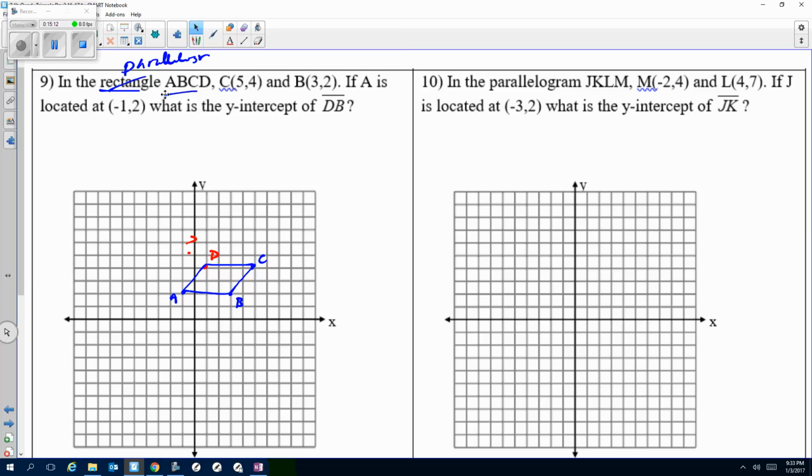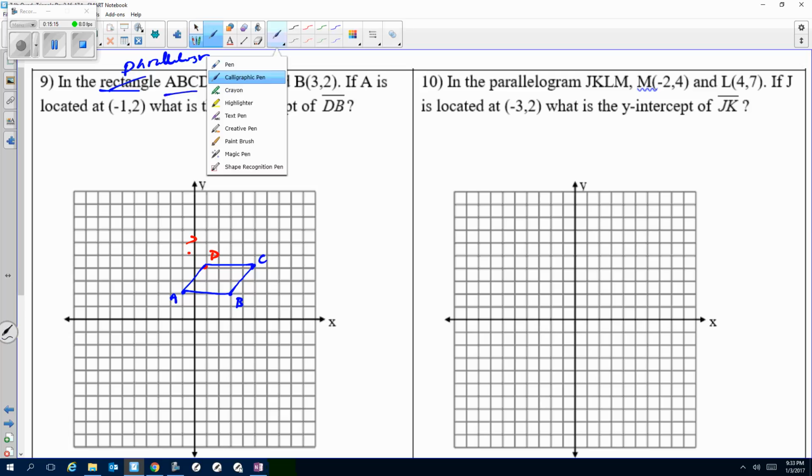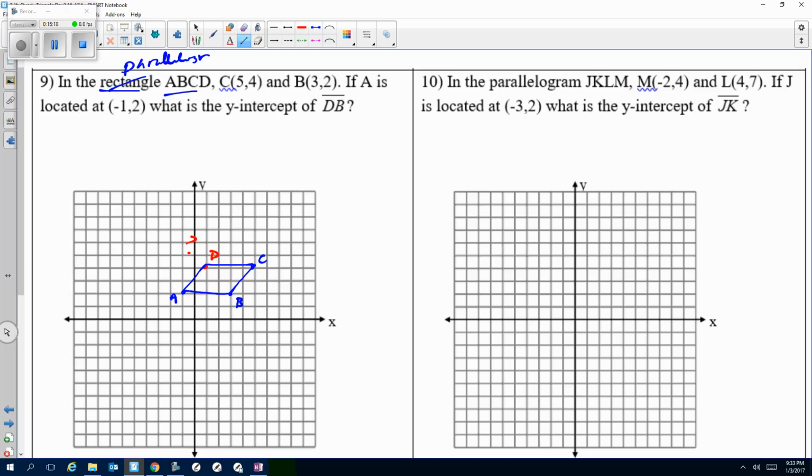So now, if I draw my diagonal to represent the DB, let's go green. Right now, it doesn't touch the y-axis, so I have to extend it. Okay. From D to B has a slope of up 2 over 1, which is the same thing as up 1 over 1. So now if I extend the line, I can see where that y-intercept is, where it crosses the y-axis. We should have 5. Okay, so you try the last one.